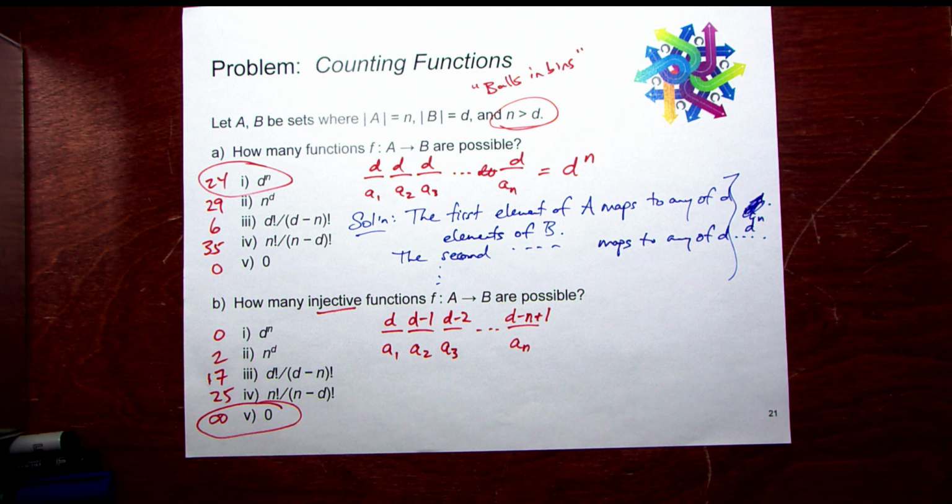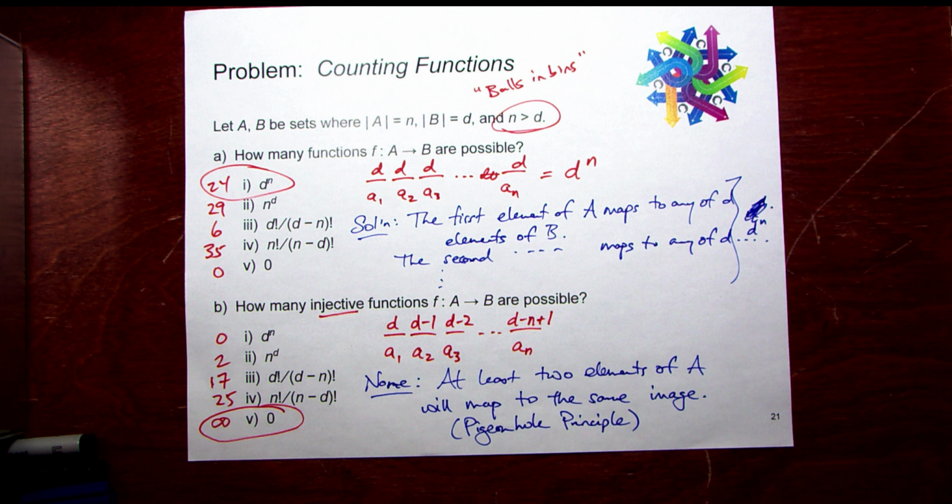So this has a special name. Do you remember the name? I'll come right back to you. Special name? No, it's not injective. Pigeonhole principle. Good. At least 2 elements of A will map to the same bin. A little tricky there, but if it was possible, if N was less than or equal to D, you'd end up with something like 3. So if you voted for 3, you're on the right track.